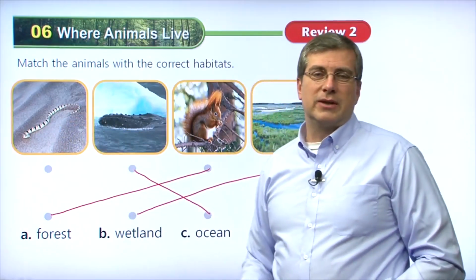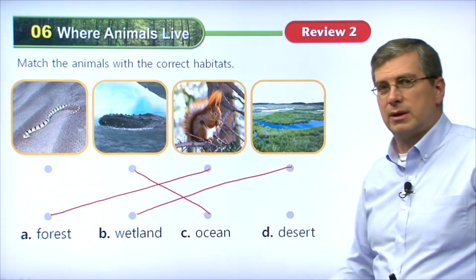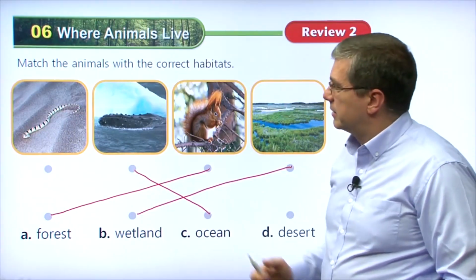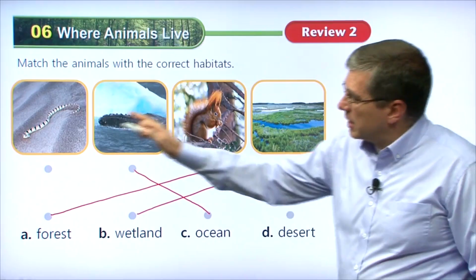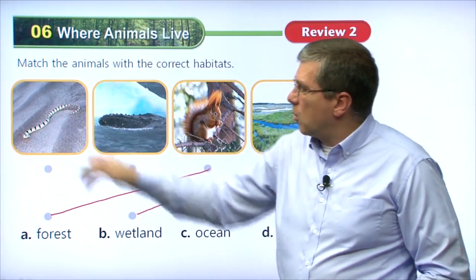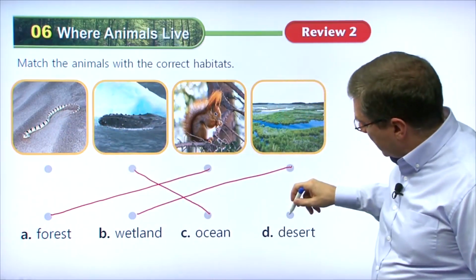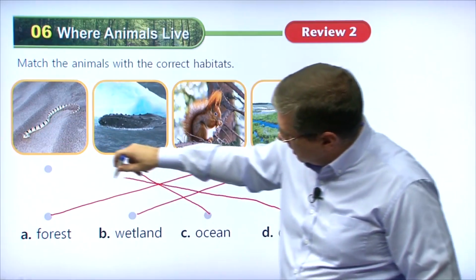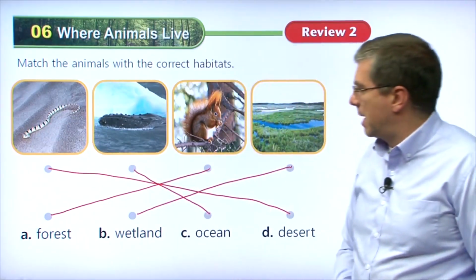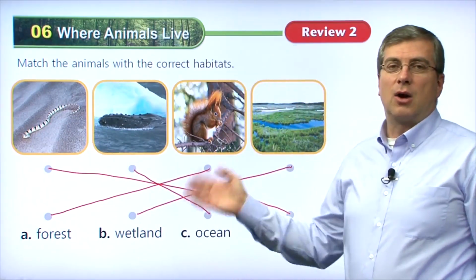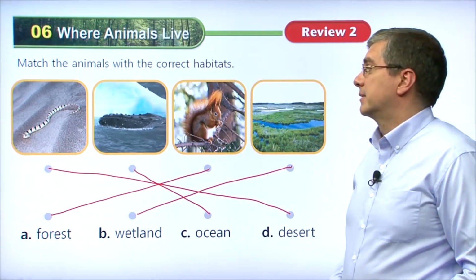Snakes also live in the desert, along with scorpions and camels and other lizards. There's little or no rain, right? There's no water here. Nothing grows. But snakes can get along in the desert. Okay, so that matches it up. And that is our review for the habitats.